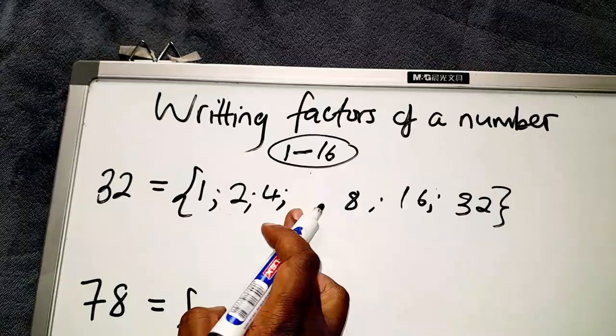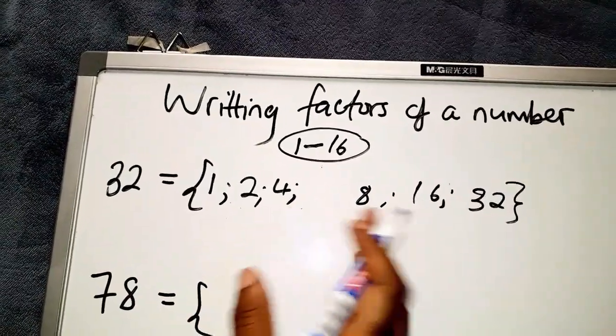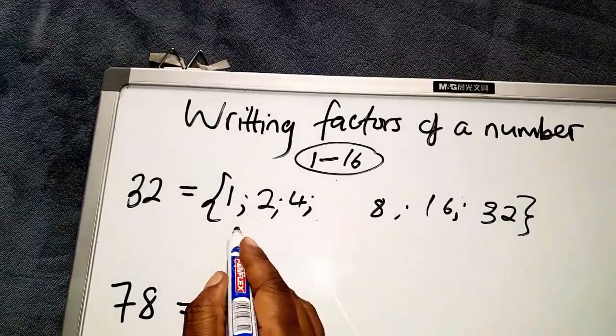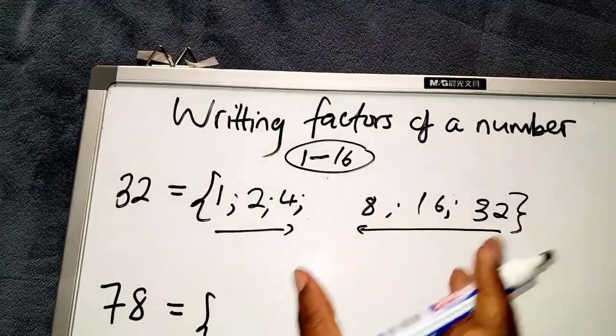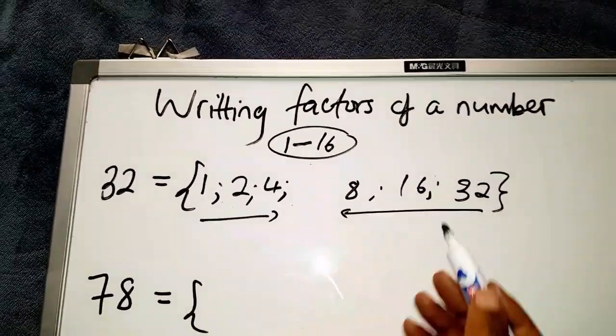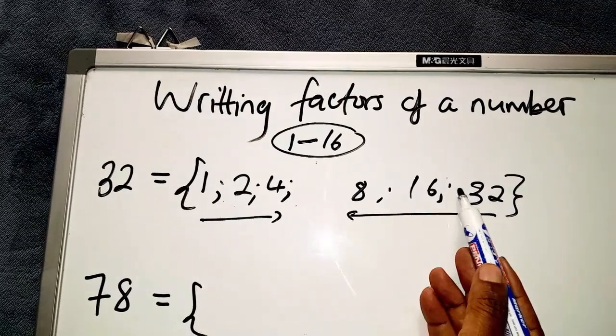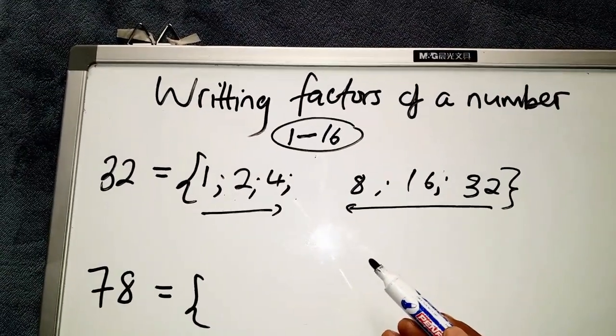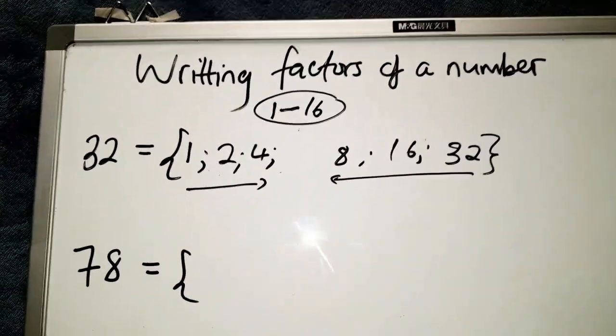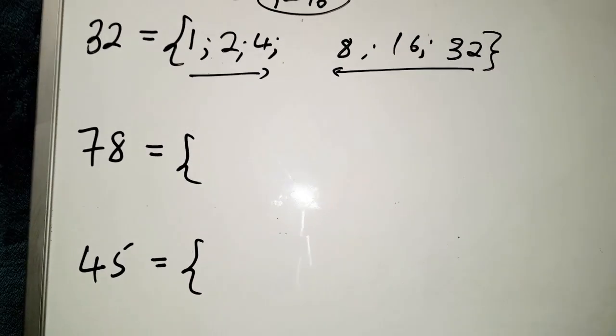Then for the numbers between 4 and 8, you try 5, 6, and 7. Notice that you fill the gaps in this manner. And therefore, you realize that there is no other number between 16 and 32 that can divide into 32 without leaving a remainder. Okay, now let's try 78.